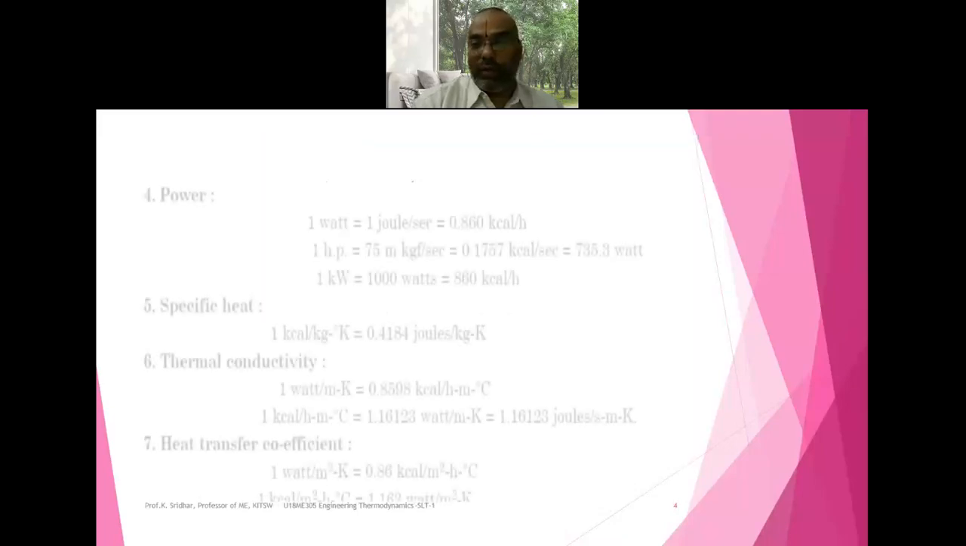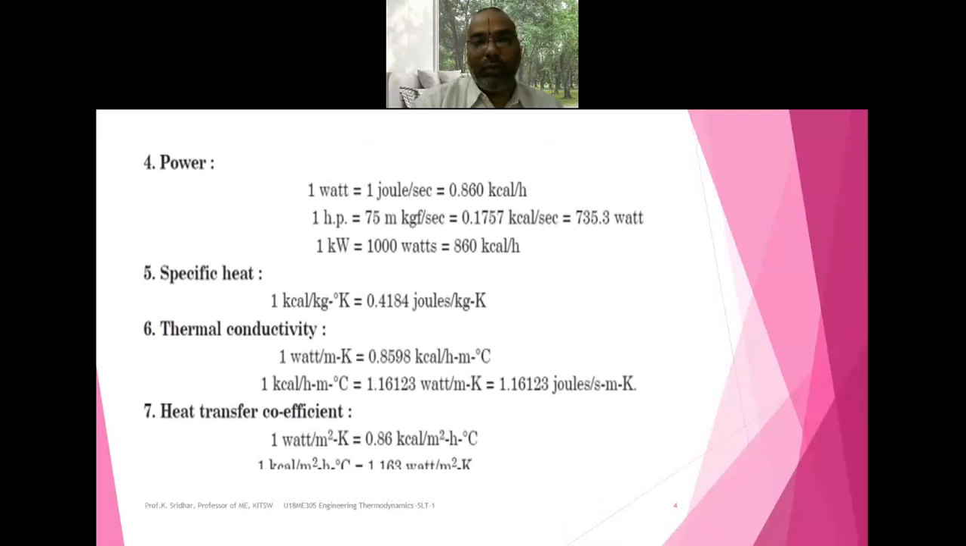The next one is power. The SI unit of power is the watt, that is joule per second. Joule per second is nothing but the work per unit time. So that is equivalent to 1 watt.